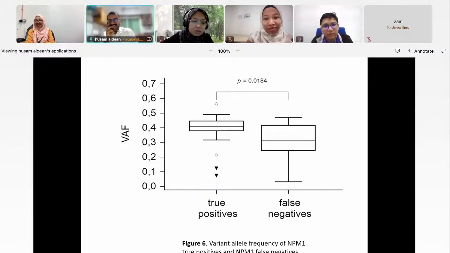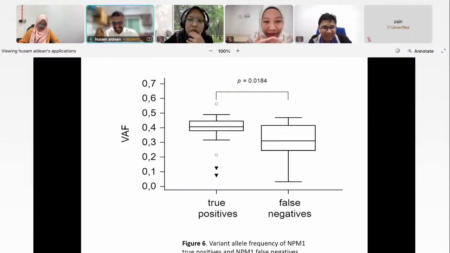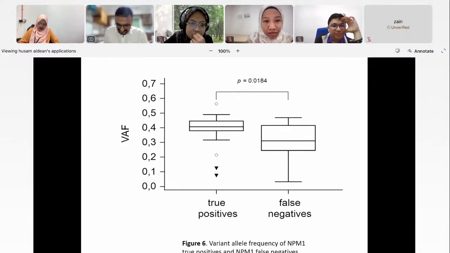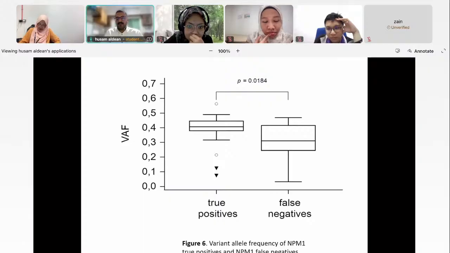Can you? No, I didn't read the paper. You understand my question, right? You don't understand? Yeah, what's the meaning of this? Yes, because the small box represents a higher variant frequency, and the big box represents the low variant frequency.